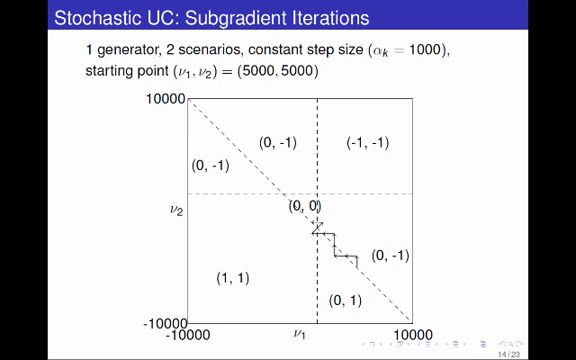Okay, so here's a demonstration of the algorithm in the stochastic unit commitment problem. I initiated it from 5... Oh, okay. This should be minus 5,000 here. So nu one is 5,000. What you're seeing in this box is nu one from minus 10,000 to 10,000, nu two from minus 10,000 to 10,000. I started from 5,000, comma, minus 5,000.